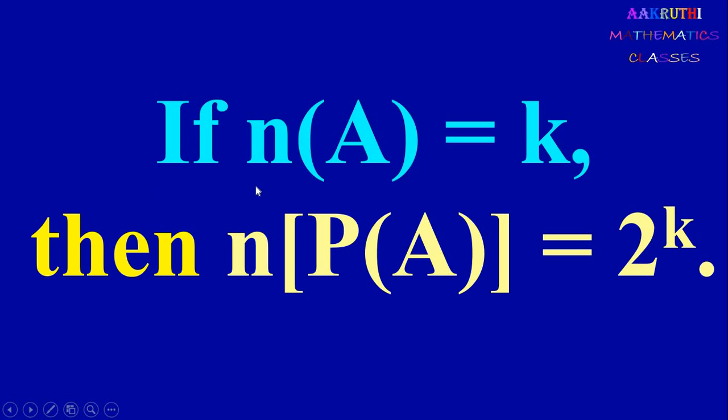So next, one important note: if n of A equal to k, that is, the total number of elements in A is k, then the number of elements in P of A, that is, in the power set of A, is always equal to 2 to the power k, that is, the number of subsets is 2 to the power k. All the subsets are elements of the power set, so therefore the number of elements in the power set is 2 to the power k.